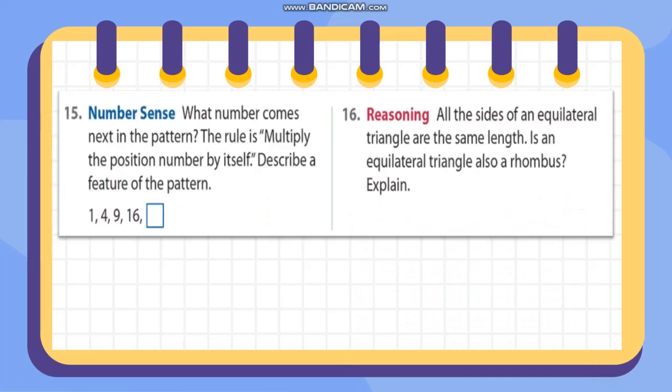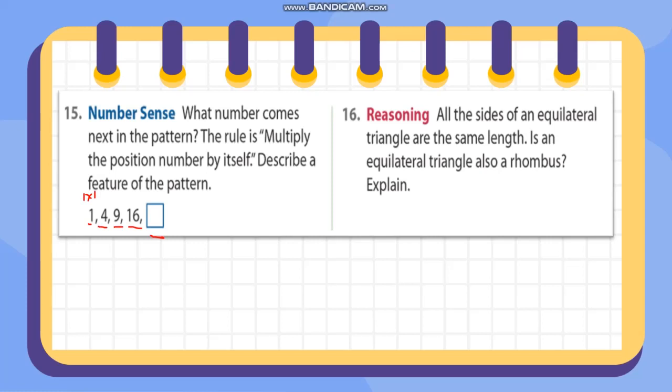Next, number 15. What number comes next in the pattern? The rule is multiply the position number by itself. The position, this is the first, the second, the third, the fourth, and the fifth. So we multiply by itself. So the first means 1 times 1. That is equivalent to 1.